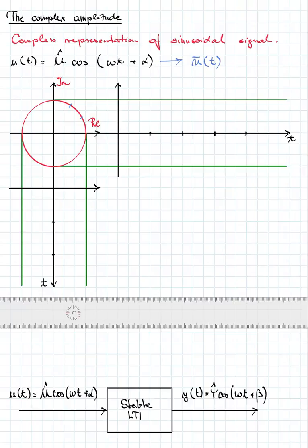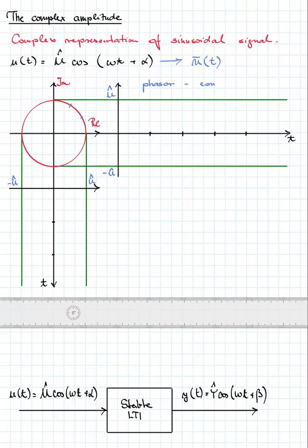The radius of the red circle is equal to u hat, so the amplitude of the signal. So this maximum value is u hat, this will be minus u hat. In this time function it's also u hat and minus u hat. So as you can see, we are going to draw two time functions from the complex representation from the complex plane. So next we are going to define the so-called phasor, or we can say complex phasor.